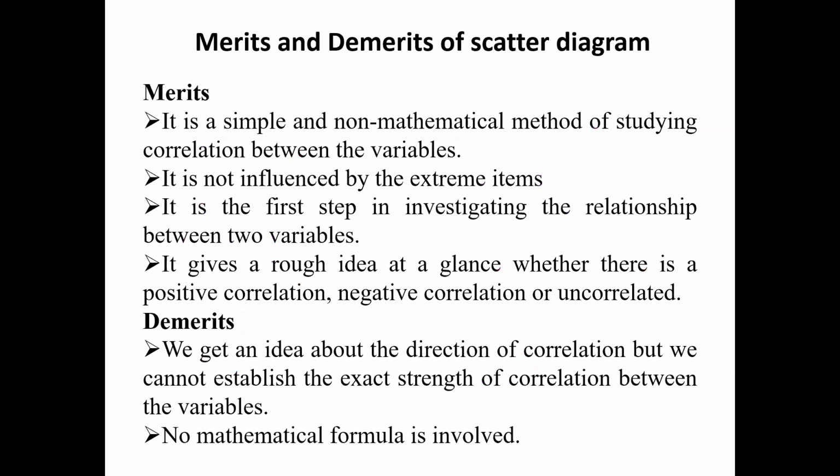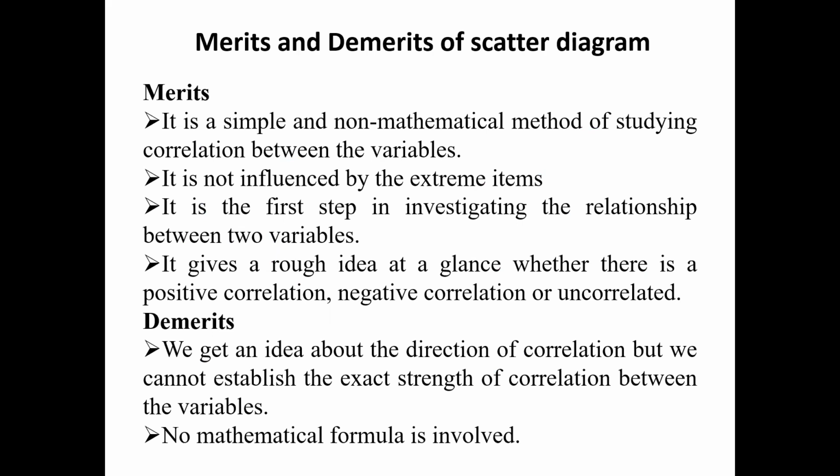So merits and demerits. Merits: it is a simple and non-mathematical method of studying correlation between variables. It is not influenced by the extreme items. It is the first step in the investigation of the relationship between two variables. It gives a rough idea at a glance whether there is a positive correlation, negative correlation, or uncorrelated.